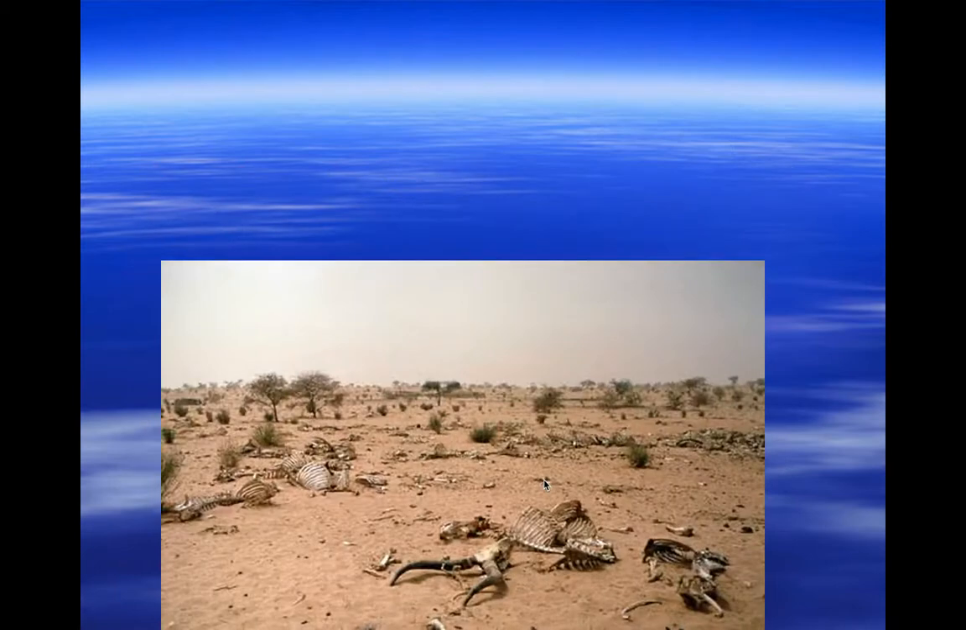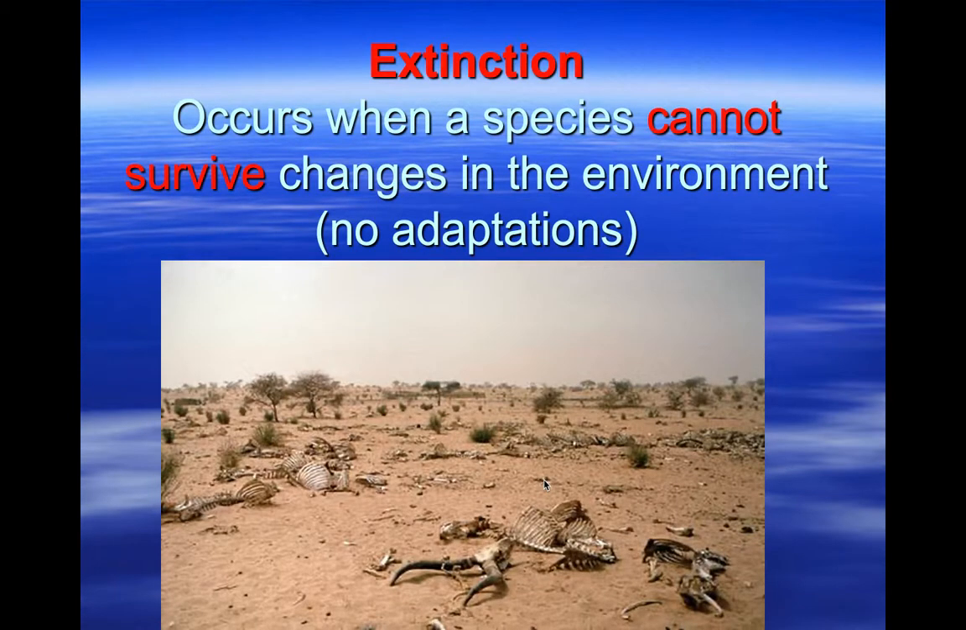Okay. And finally, if you don't have any traits that allow you to survive, then you will see species become extinct. Extinction occurs when a species cannot survive the changes in the environment and it has no adaptations. And the majority of organisms that have ever lived on Earth are extinct and are continuing to become extinct because the environment is changing so much.